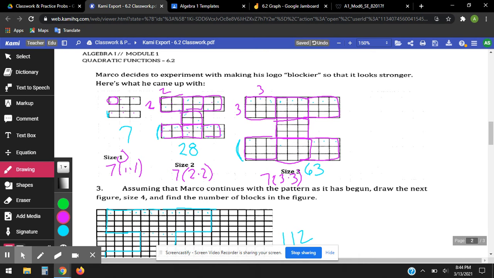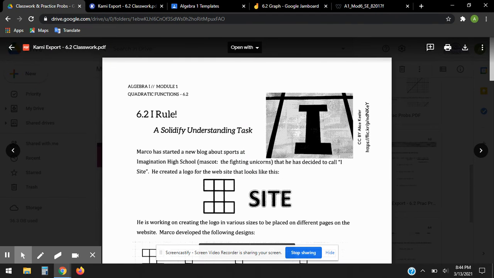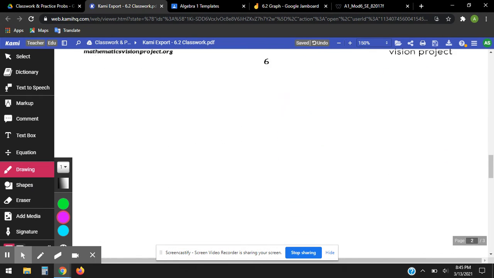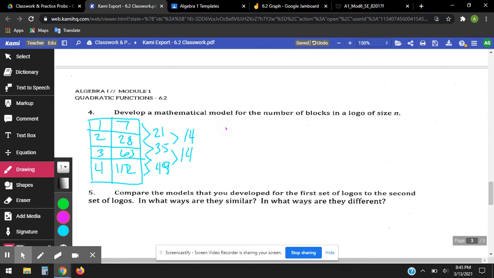So I have 7 of my 3 times 3 boxes, right? What am I really doing here? Well, this is really my n, right? It's my size. So 7 times n is the same thing as 7n squared. So my explicit formula, f of n equals 7n squared. I have 7 of my size squared boxes.